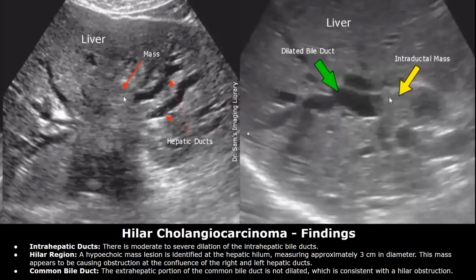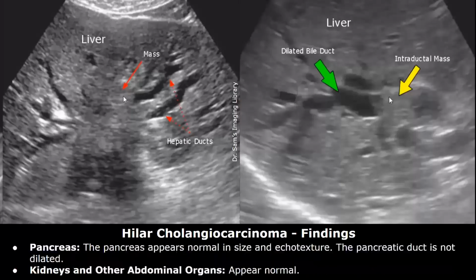There is moderate to severe dilation of the intrahepatic bile ducts. Hilar region: a hypoechoic mass lesion is identified at the hepatic hilum, measuring approximately 3 centimeters in diameter. This mass appears to be causing obstruction at the confluence of the right and left hepatic ducts. Common bile duct: the extrahepatic portion of the common bile duct is not dilated, which is consistent with a hilar obstruction.